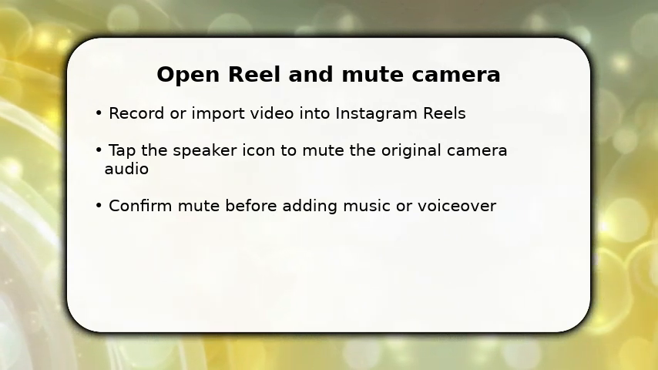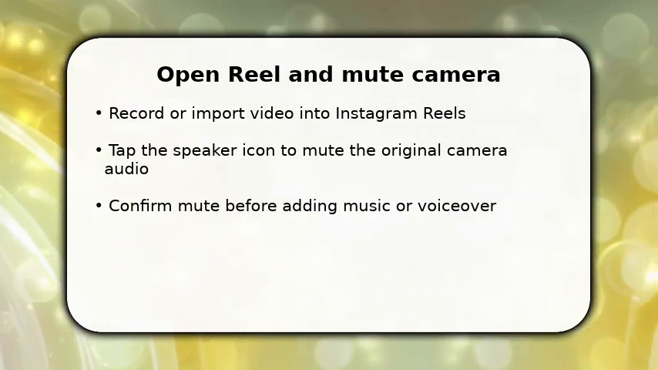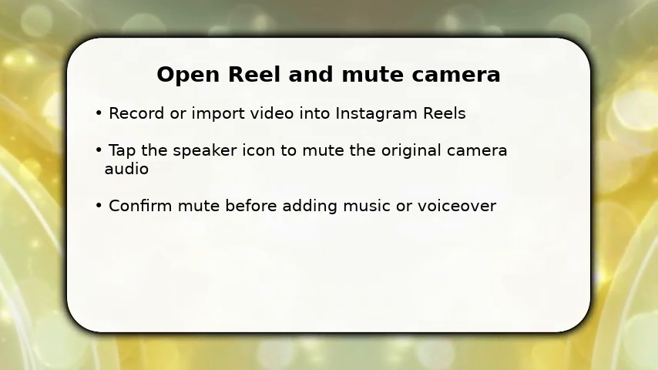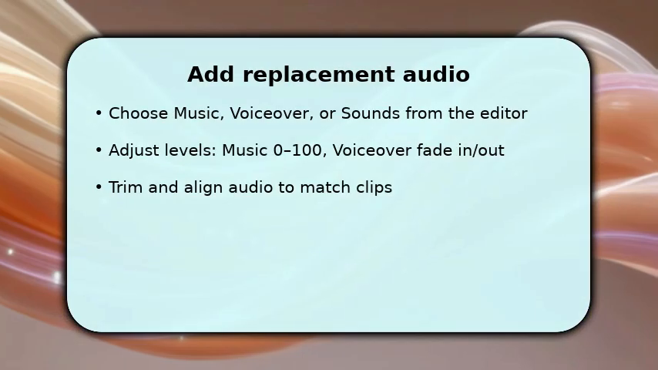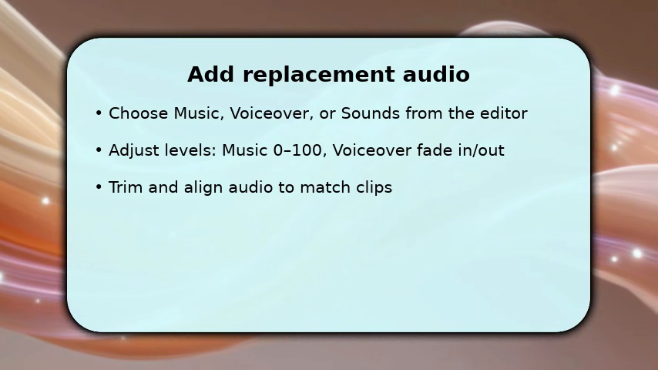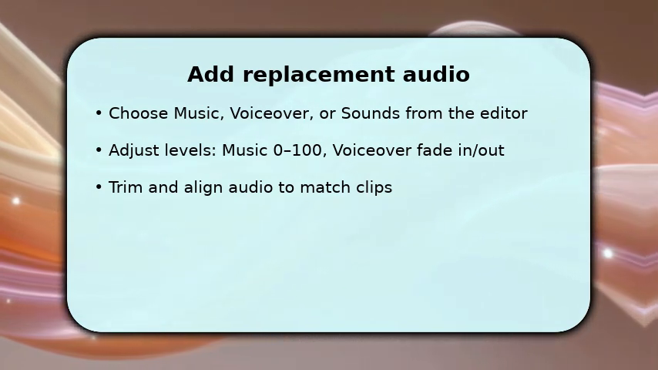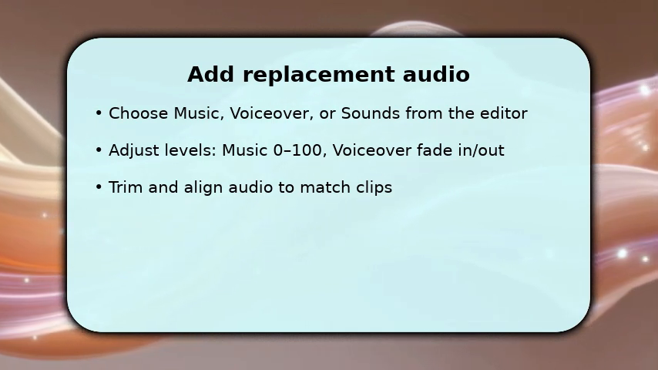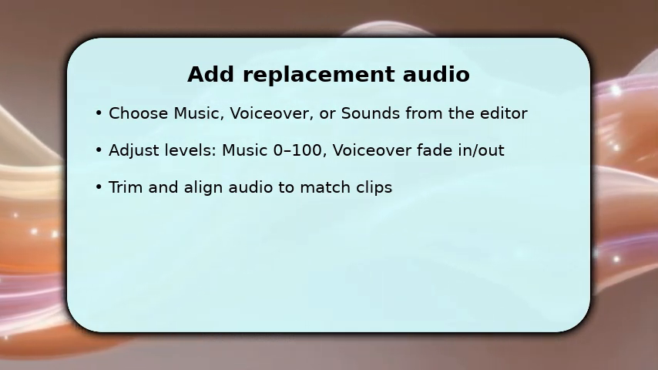You're doing this first because it prevents audio bleed into later additions like music or voiceover, which keeps your edit clean and intentional. Now add the audio you want. Use music for tracks, sounds for effects, or record voiceover for narration. Select a clip and place it on the timeline, then tap volume or mixer to balance levels. Lower music if you'll add voice.